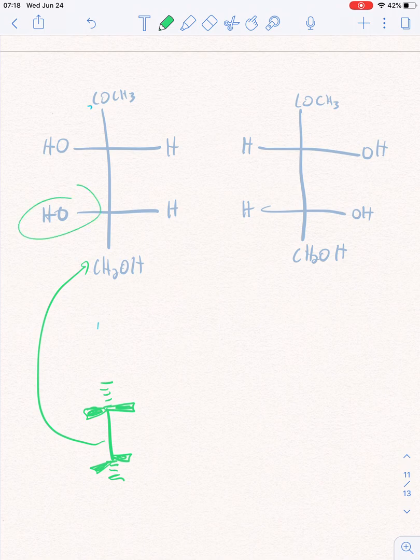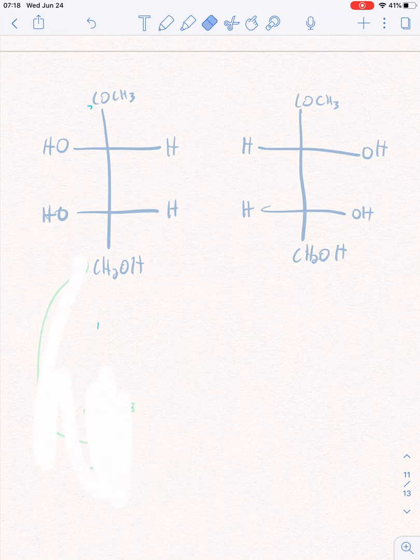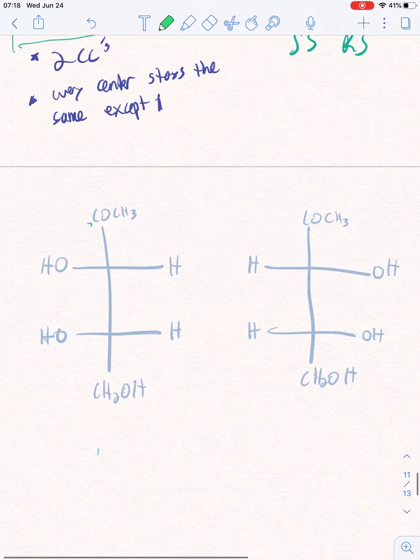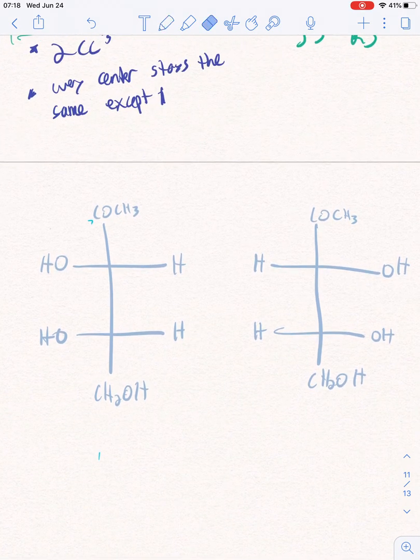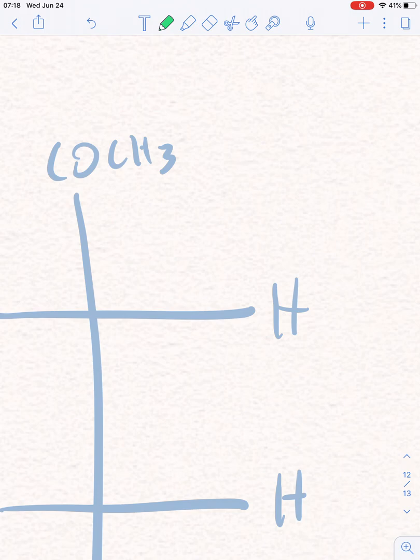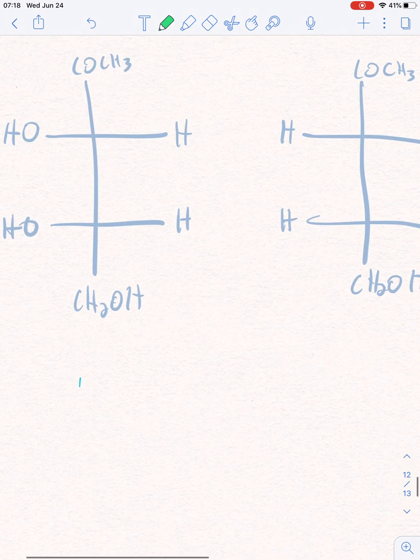So whatever on the edges is wedged, whatever on the tops is dashed. All right. So we have to keep that in mind when we're thinking about fourth priority type of stuff. All right. So other than that, everything else stays the same. There's nothing else different. It just looks a little different, right? So don't let the way it looks intimidate you.